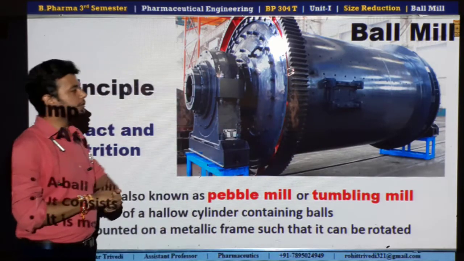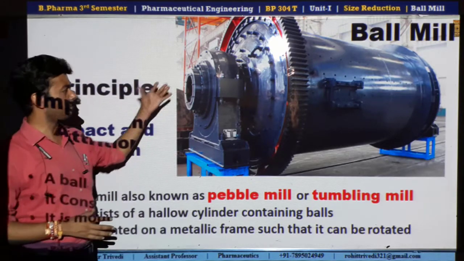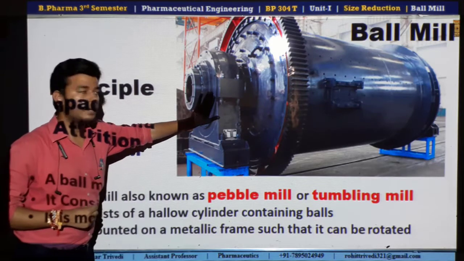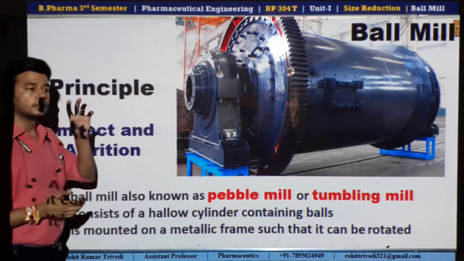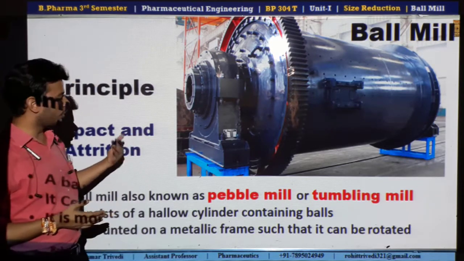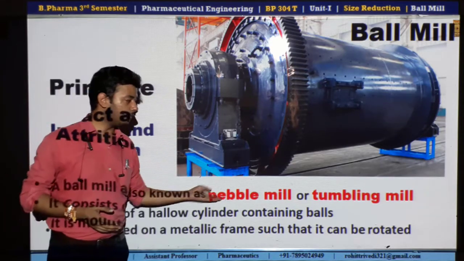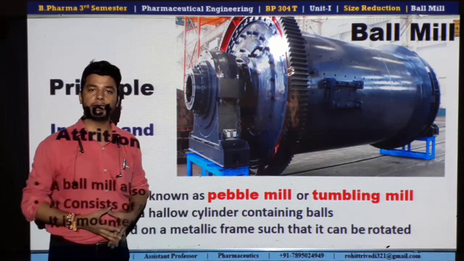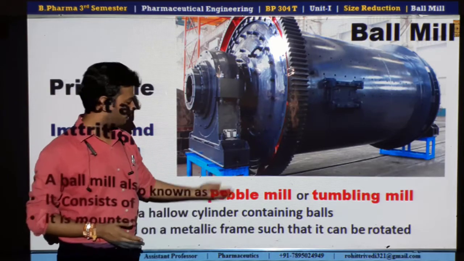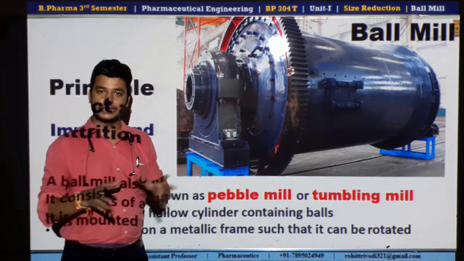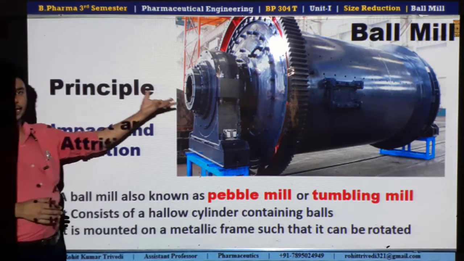Now here in this structure you can easily identify it is a hollow cylindrical structure, generally made up of heavy or very strong material, metal generally. In ball mills we generally use some metal balls. These balls are also called pebbles. That is why this mill is sometimes also called a pebble mill and a tumbling mill. If in an examination there is a question on what a pebble mill is, you will definitely write about the ball mill only. Ball mill, pebble mill, and tumbling mill are synonyms for the ball mill.